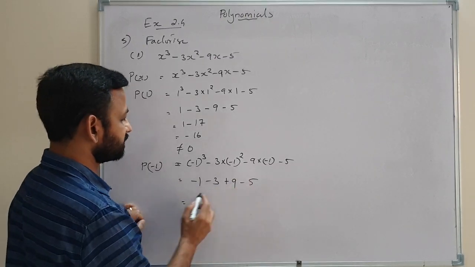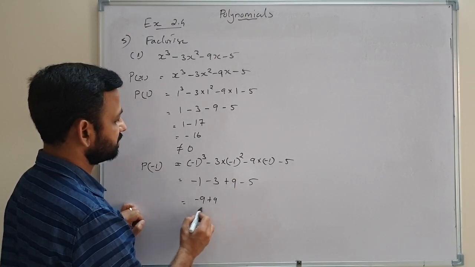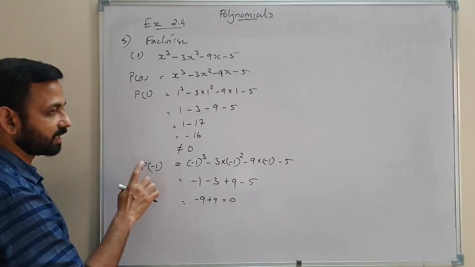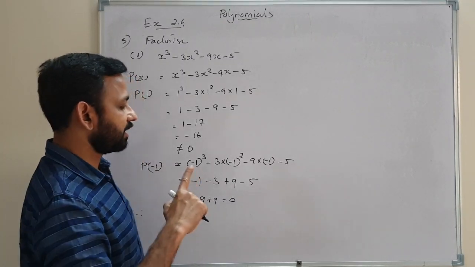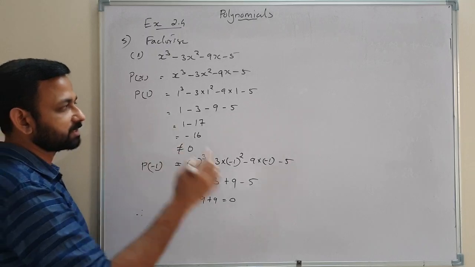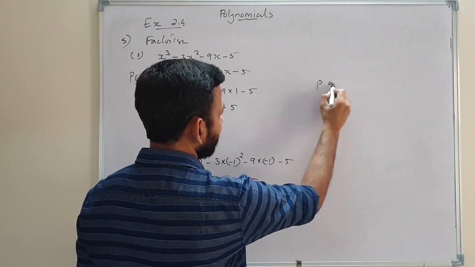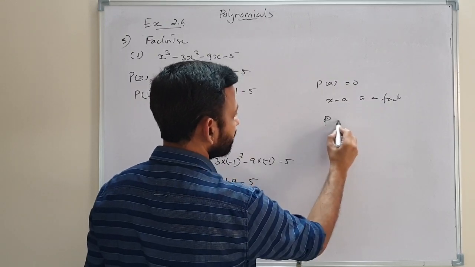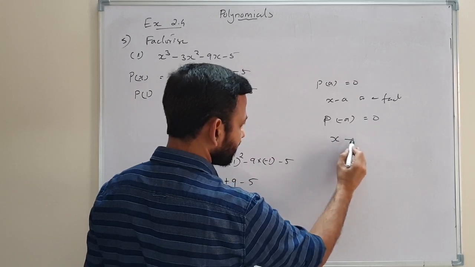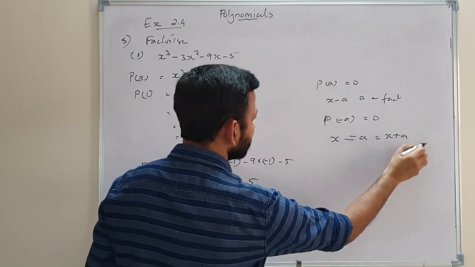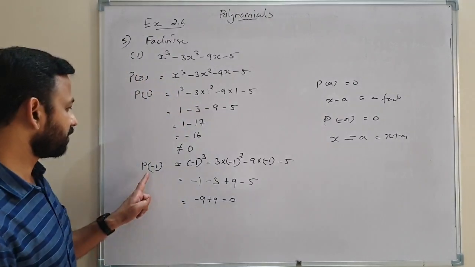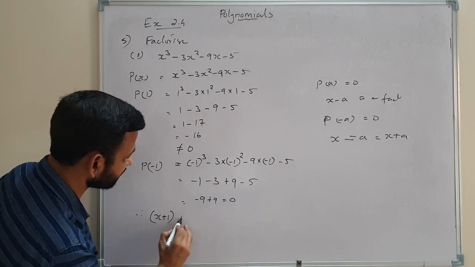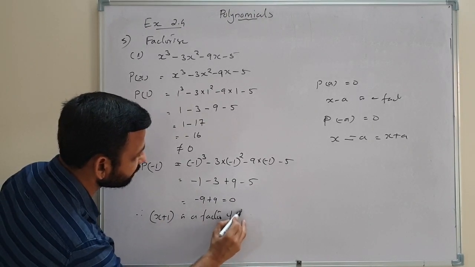Minus 4 minus 5, that is minus 9, plus 9, that is 0. So p of minus 1 equals 0. Therefore, by the factor theorem, x minus (minus 1) is a factor. If p of a equals 0, x minus a is a factor. Similarly, p of minus 1 equals 0, therefore x minus minus 1, that is x plus 1, is a factor of p(x).